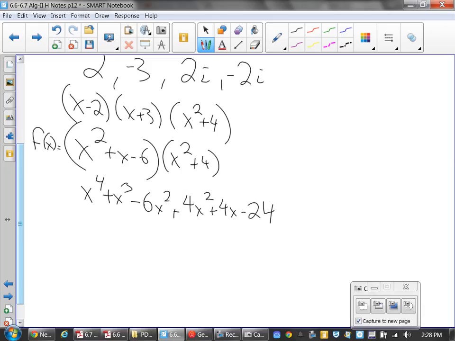Okay? Yes, ma'am. How did you get x squared? What happens here is you get x minus 2i times x plus 2i, it's a difference of squares. X squared minus 4i squared. I squared is negative 1. X squared plus 4. Okay.